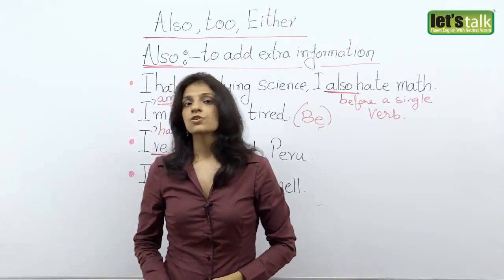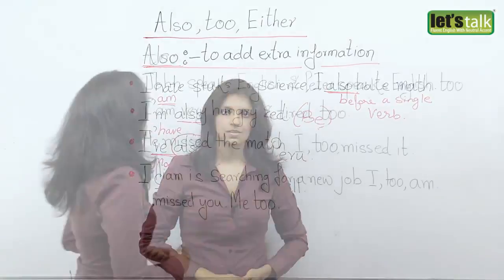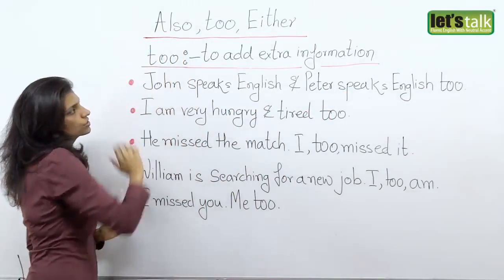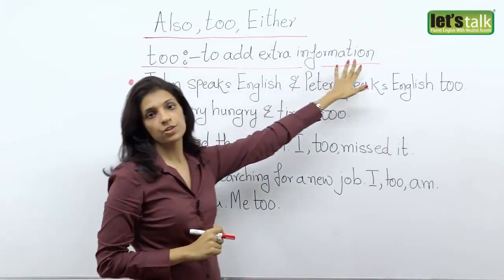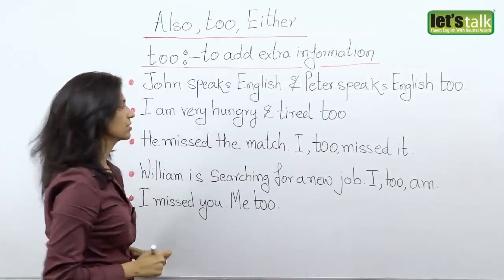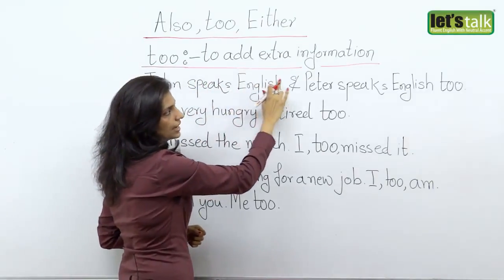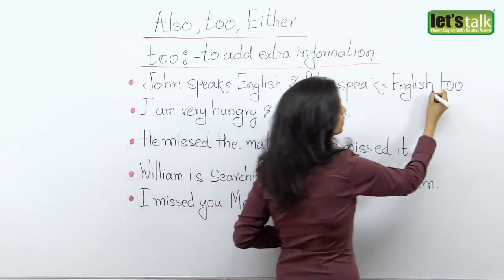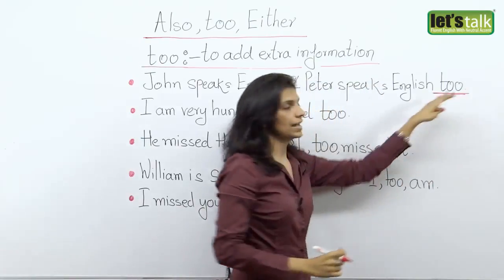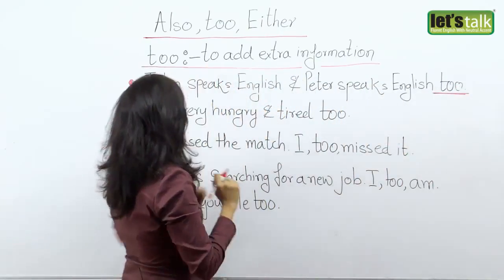Alright. Now, I'm going to take you through how to use too in a sentence. Like also, too is used to add extra information, but it's very important to know how it is placed in a sentence. Okay. In my first example, John speaks English and Peter speaks English too. Now, we use too at the end of the sentence. It is interchangeable with also like this.